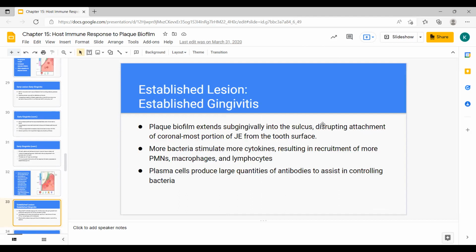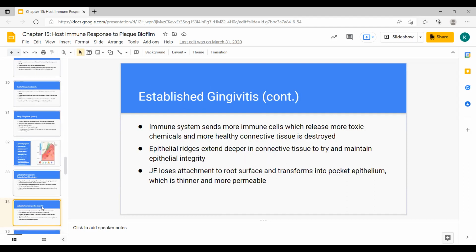Okay, our established lesion. This is going to be established gingivitis, okay? Plaque biofilm extends subgingivally into the sulcus, disrupting the attachment of the coronal-most portion of the junctional epithelium from the tooth surface, okay? More bacteria stimulate more cytokines, resulting in recruitment of more PMNs, macrophages, and lymphocytes. Plasma cells produce large quantities of antibodies to assist in controlling the bacteria. The immune system sends more immune cells, which release more toxic chemicals, and more healthy connective tissue is destroyed.